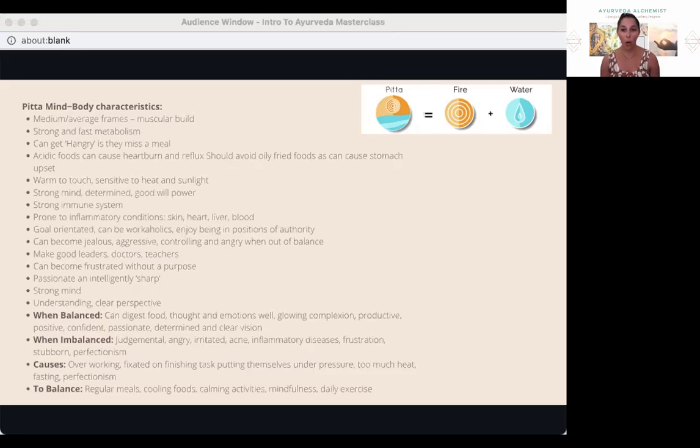They are very goal orientated. So if you have a Pitta person and you give them a to-do list, they just bang on. I love working with Pitta people in my clinic because I give them things to do, they go and do it, and they get fantastic transformations because they're the dosha of transformation, right?